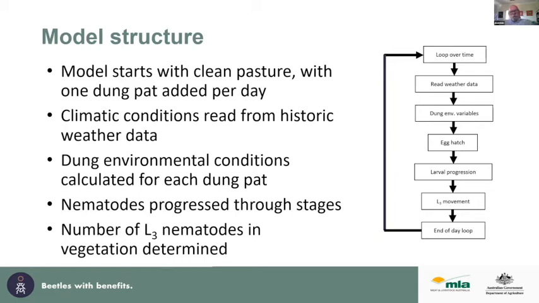That will be the most important measure of the nematode population, how many of the L3 larvae are available to be a source of reinfection for livestock. So that will be the major output variable, the number of L3 larvae on vegetation.